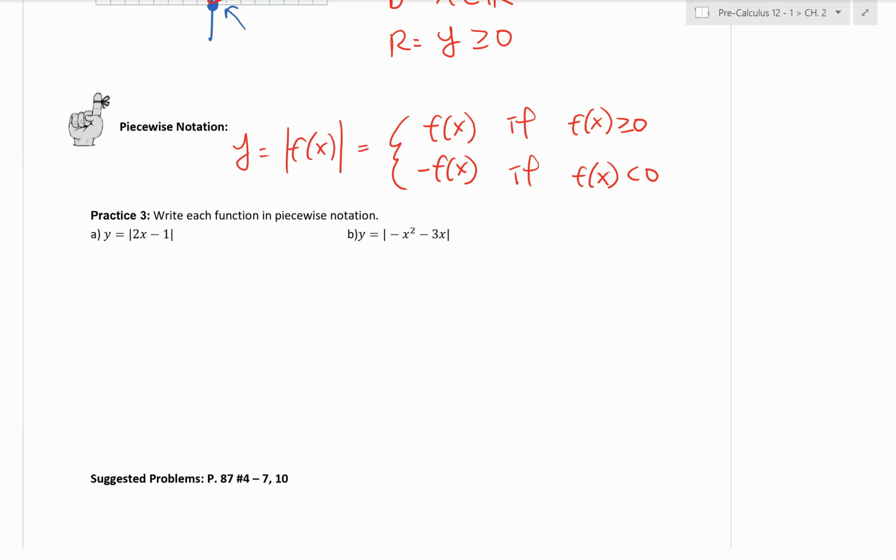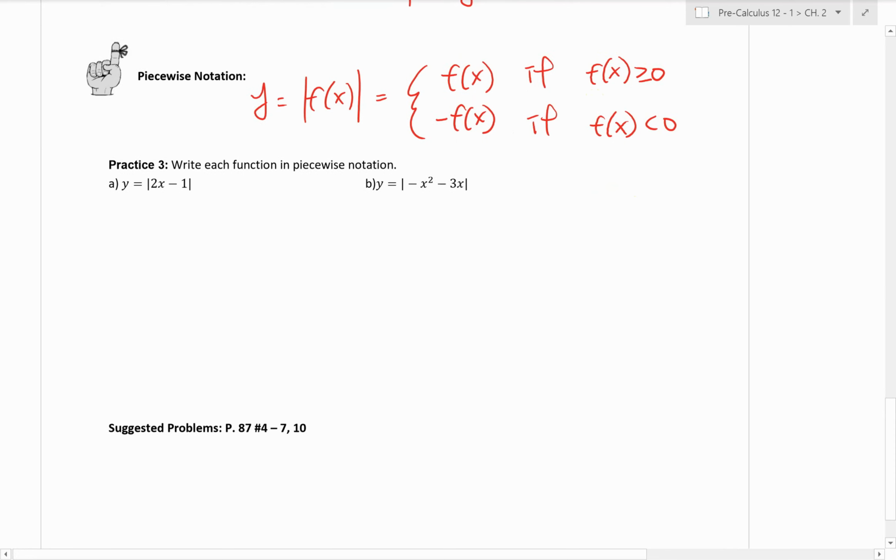Okay? Whatever the x value that makes the function positive would be written here, and that's our critical point. And whatever the x value that makes it negative, we then write it here, okay? So again, that's the critical point. So for example, if we want to write y equals the absolute value of 2x minus 1 as a piecewise notation, we would write y equals either 2x minus 1 or negative of 2x minus 1.